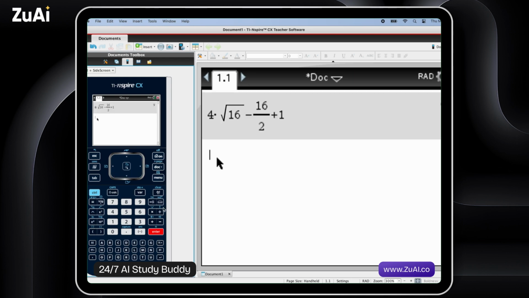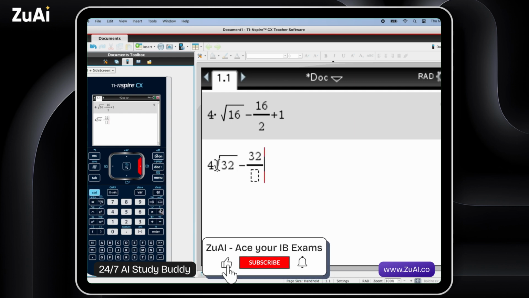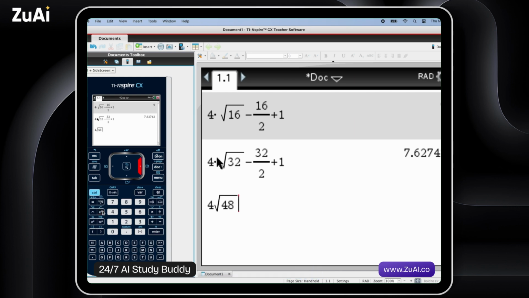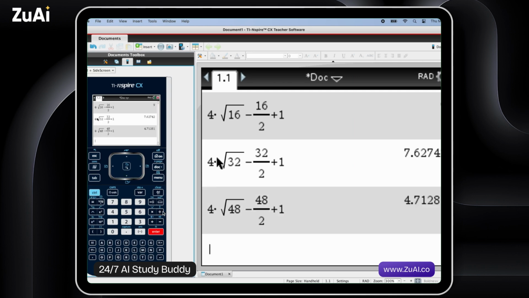Okay, since we're here, let's do the other two as well. This is going to be 4 square root 32 minus, once again, 32 over 2 plus 1. And then the last value was 48, so let's go ahead and input that: 4 square root 48 minus 48 over 2 plus 1. Okay, so here we go. We have values for A, B, and C. Let's go back to the document and write these out.